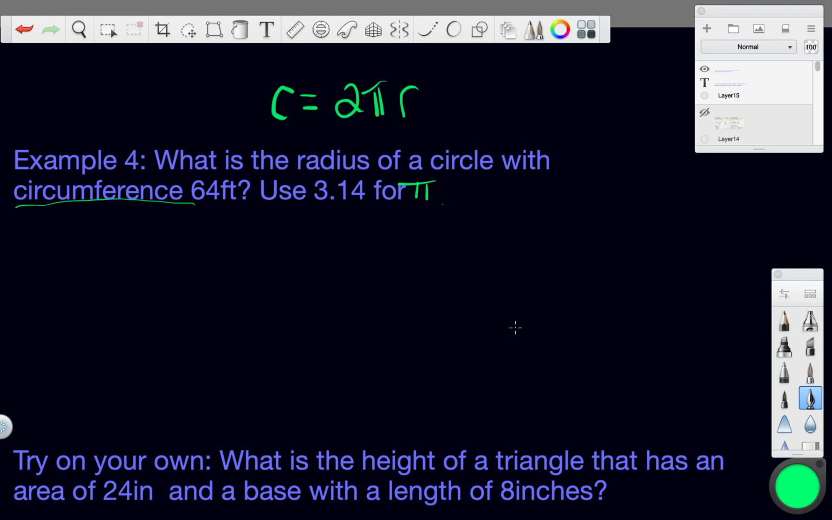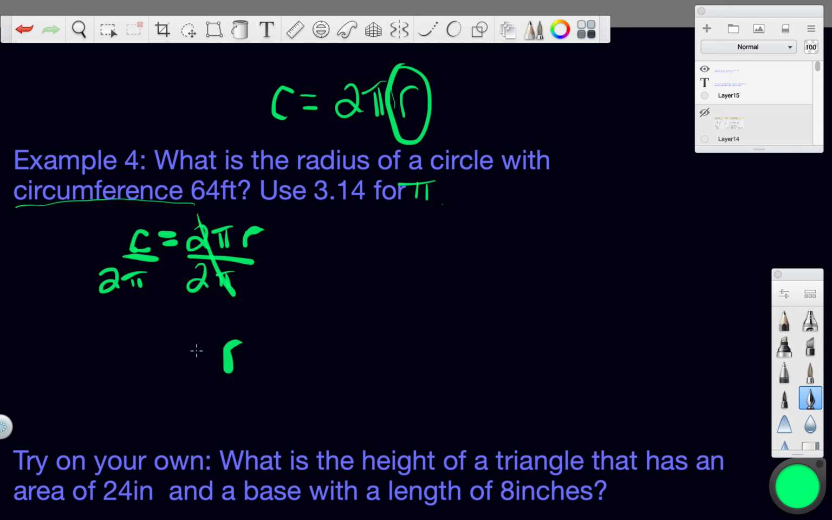So the question is asking me, what is the radius? So I know I'm looking for r. I want to isolate this r because that's what I know I'm looking for. So we are going to manipulate this formula and we're going to solve for r. Now the 2 pi r, it's all multiplication. So if I want to get rid of that 2 pi, because I want to get this r alone, I'm going to divide on both sides. Okay?